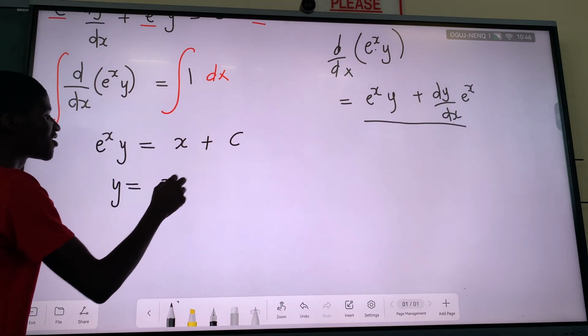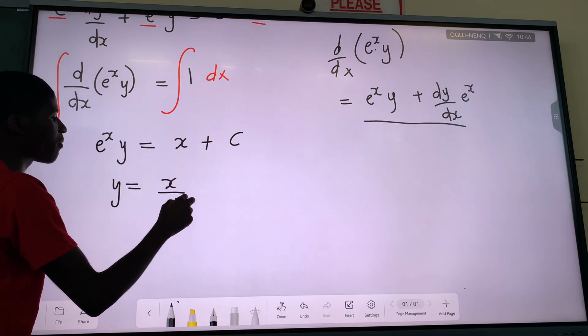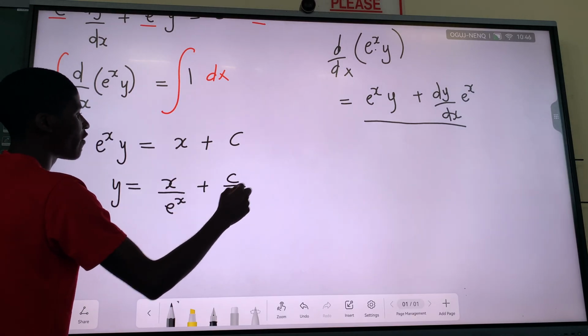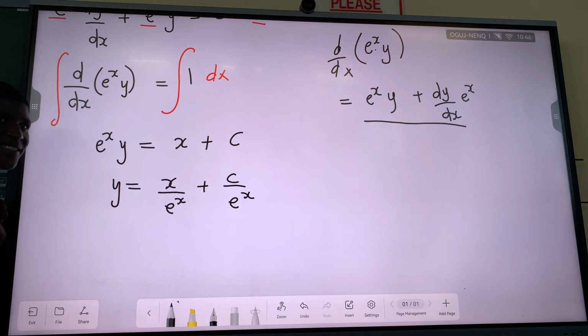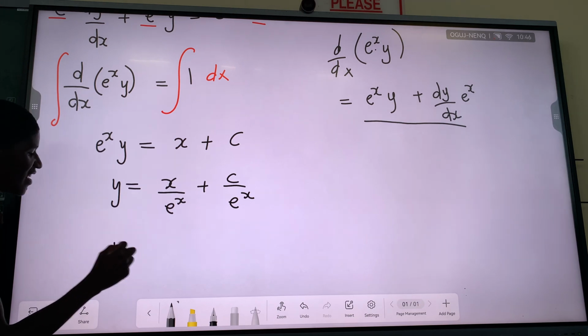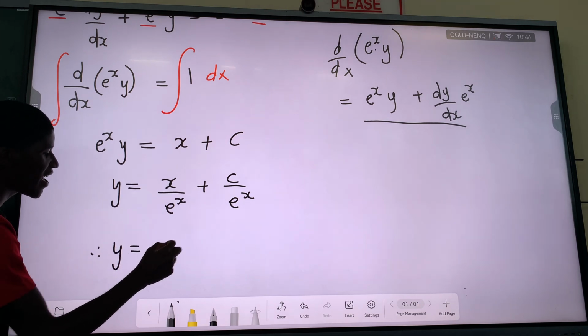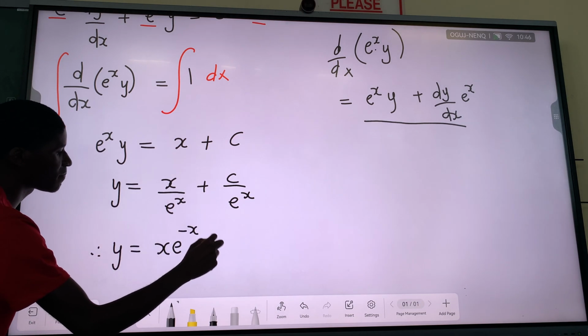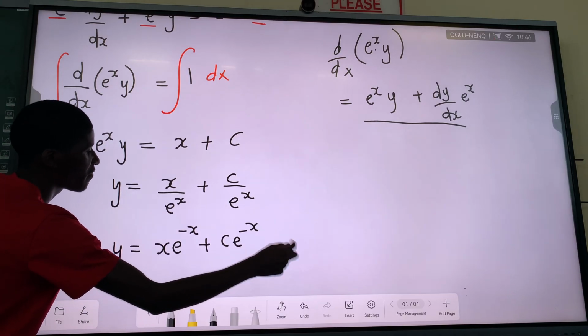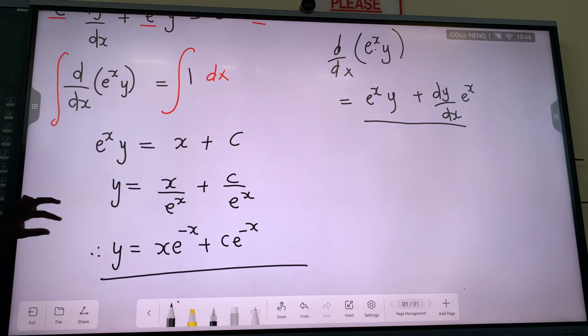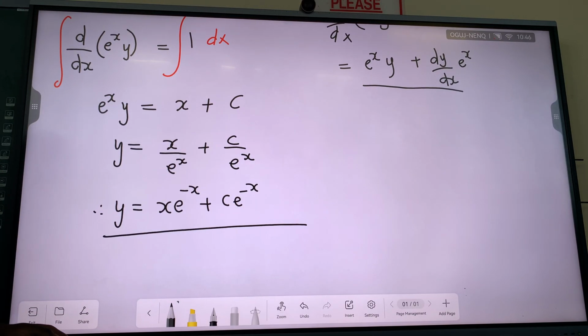So we get x over e to the power of x plus c over e to the power x. Or you can write it in linear form as x e to the power of negative x plus c e to the power of negative x. It will appear like this in your quiz most of the time. So do you see how simple it is to solve a first order equation?